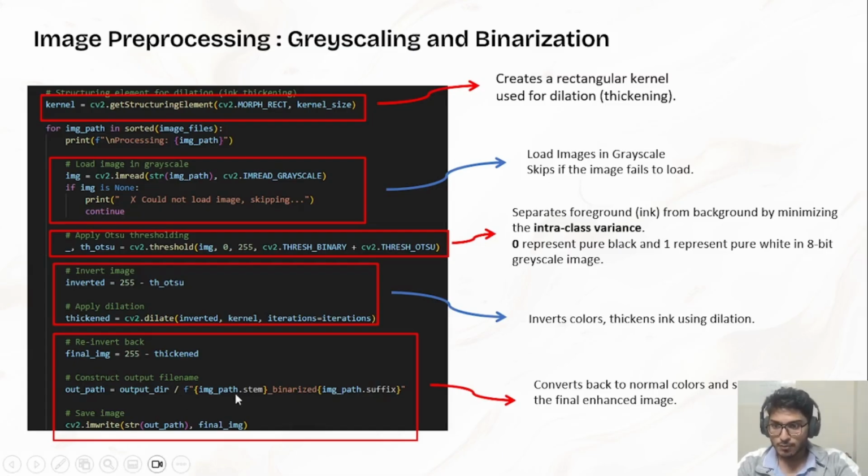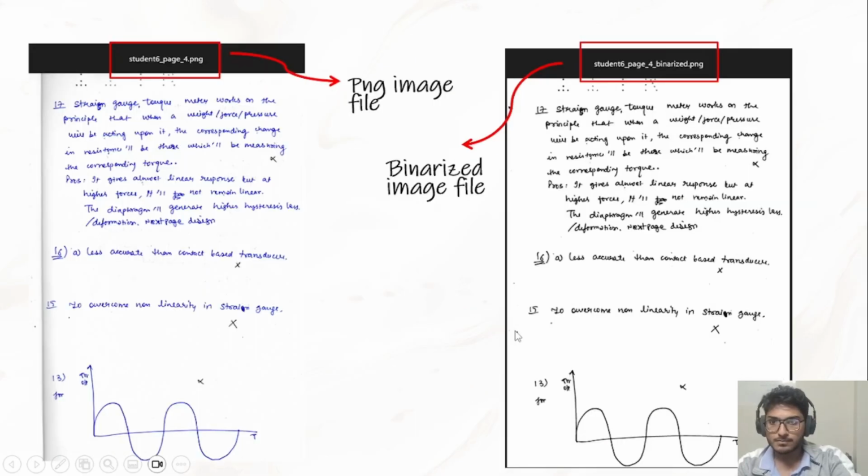There is a construct output file name. What is it? It is binarizing the image, and by binarizing I mean the values are 0 and 1. There is an 8-bit binarizer, and we are saving the file name as the final image. You can see the output we have seen: there is a student6.png file, which is the PNG file, and the final output is student6 page four binarized.png.